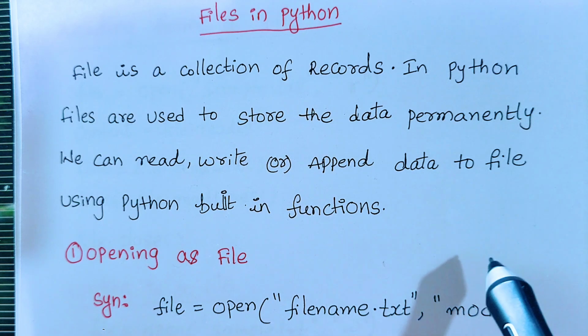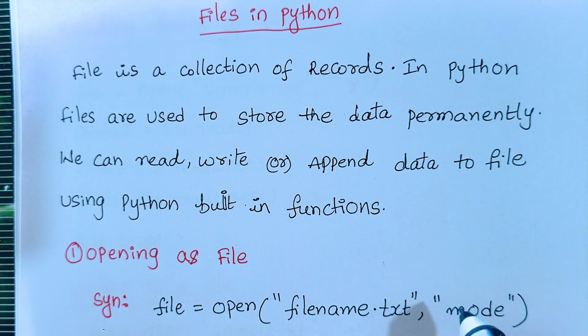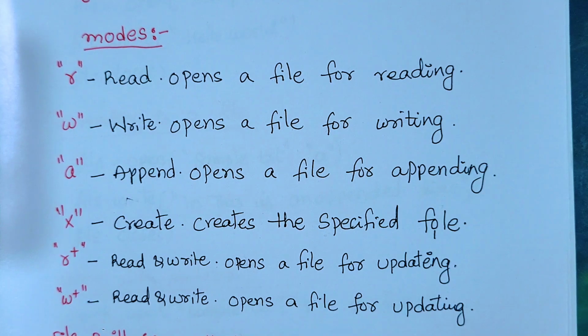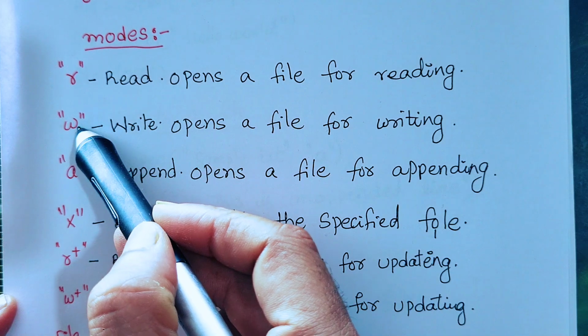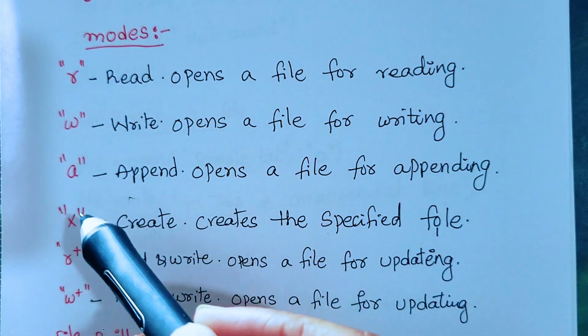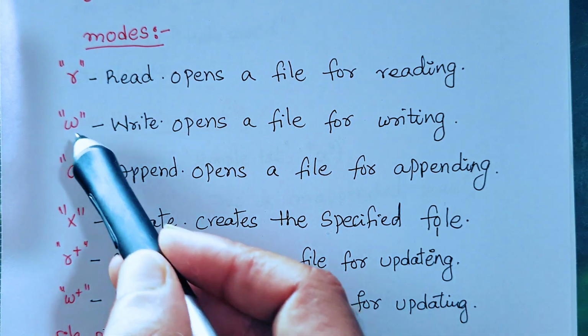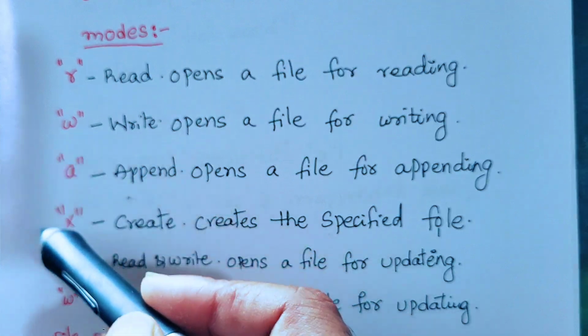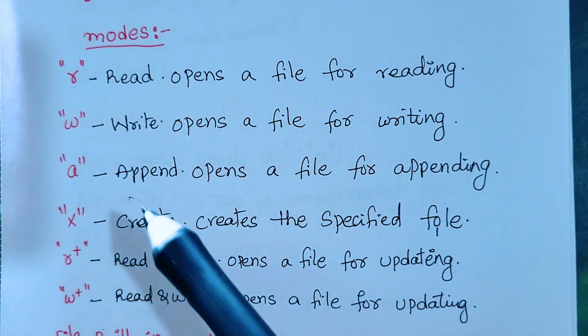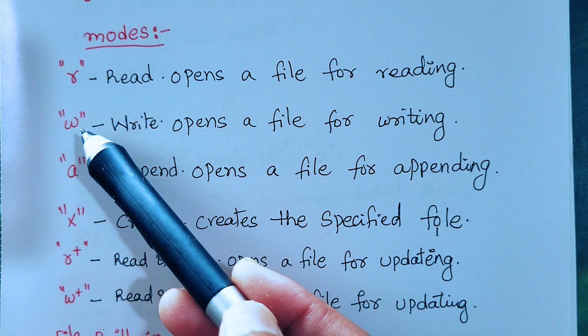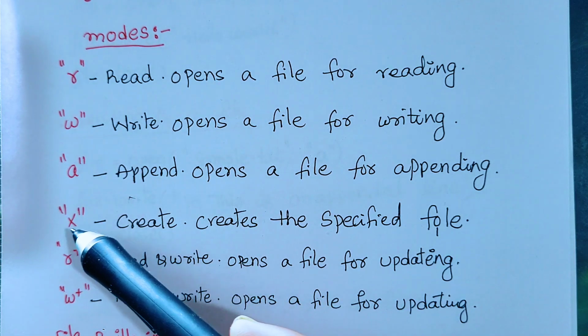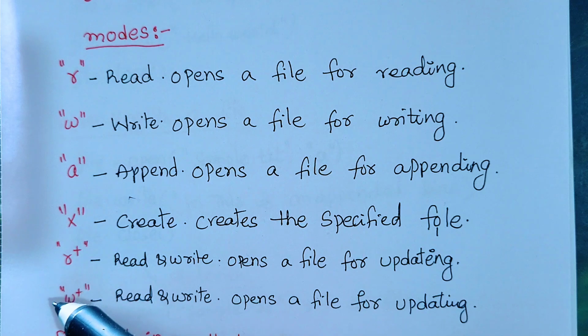Remember, there are different modes in files. Those modes are: read mode, write mode, append mode, execute mode, R plus and W plus. So remember, there are 6 modes in the file. The first one is R, the second one is W, the third one is A, the fourth one is X, then R plus and W plus.